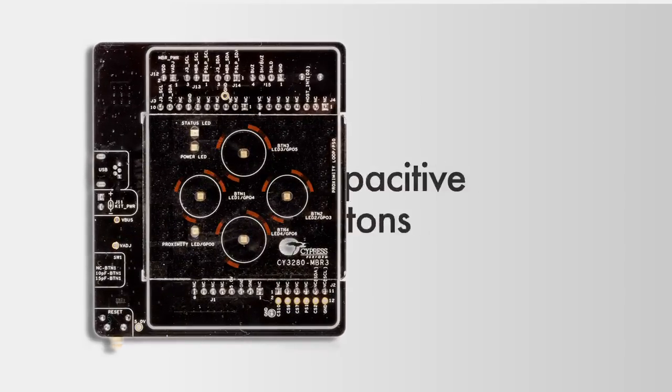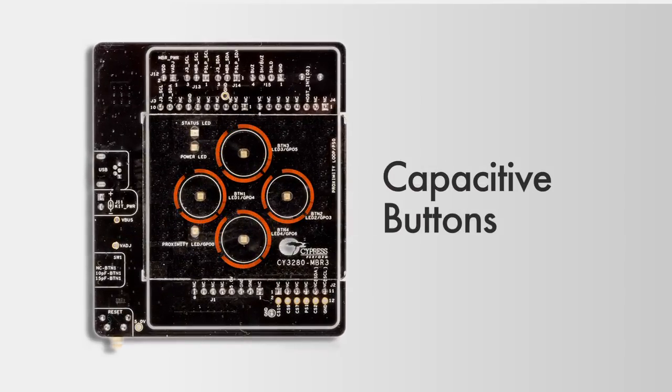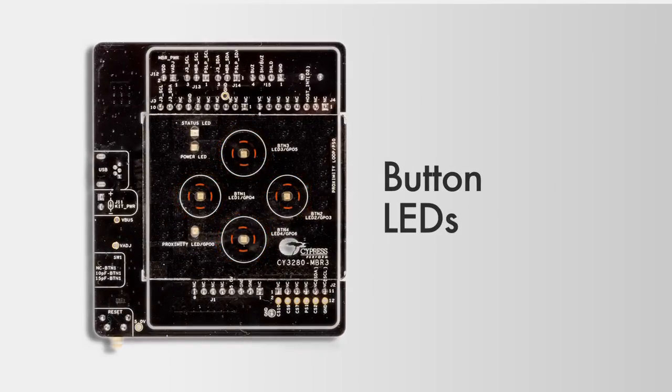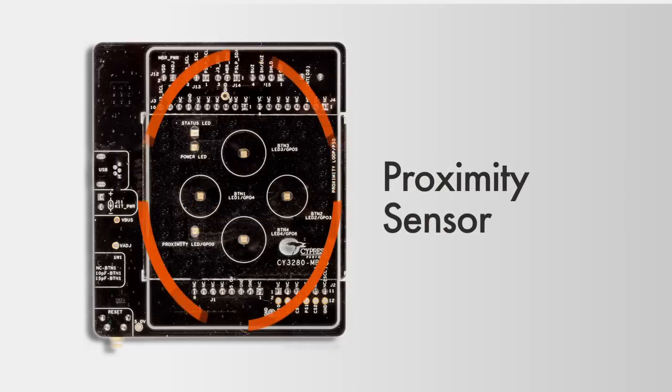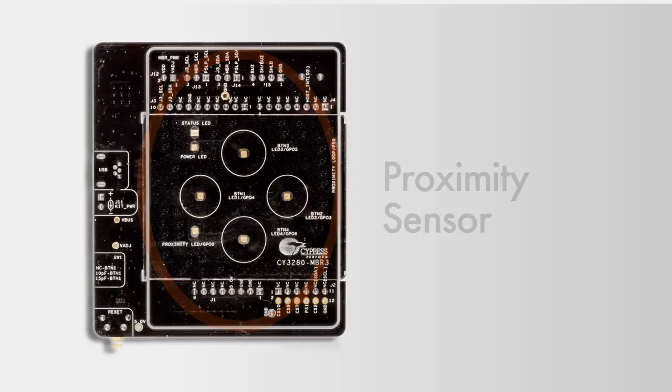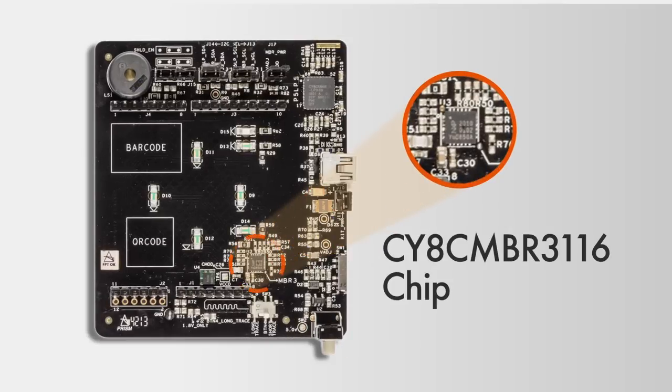This kit has four capacitive sensors as buttons, and each of these comes with a back-mounted LED that is user-configurable. There's also a proximity sensor loop with its own LED. At the heart of this kit is the CY8C-MBR3116 device, which is a superset part in this family and allows you to evaluate all features of this solution.